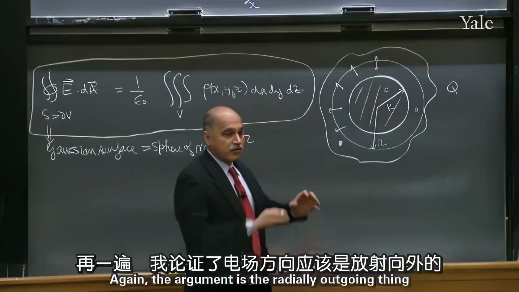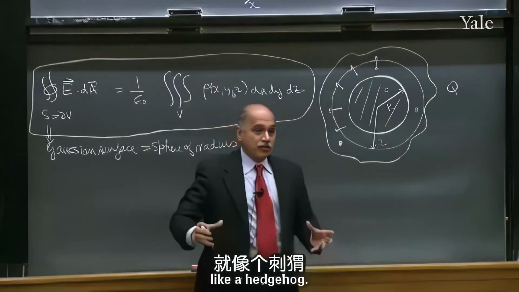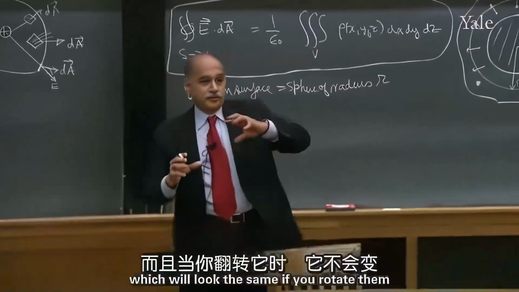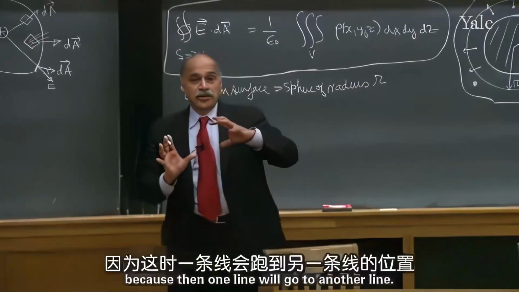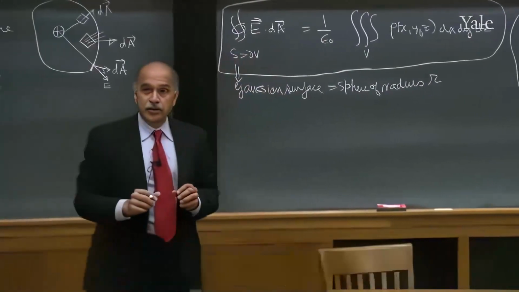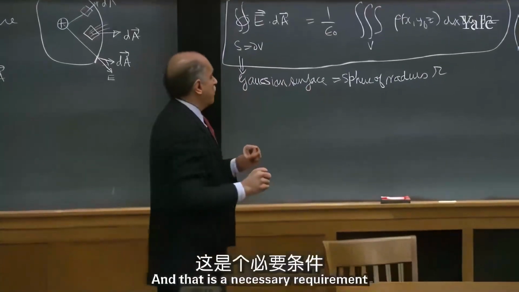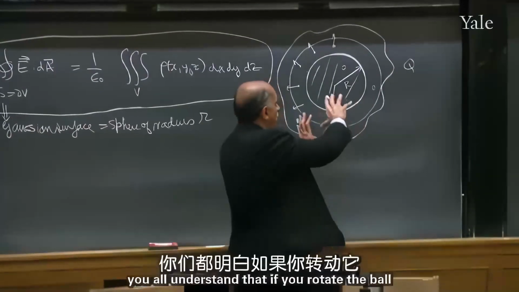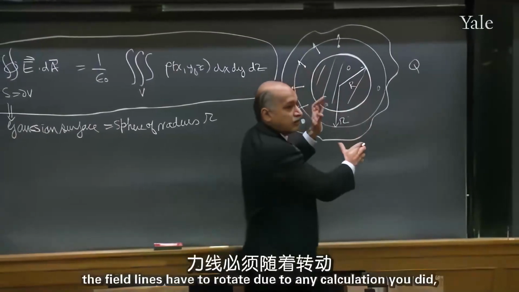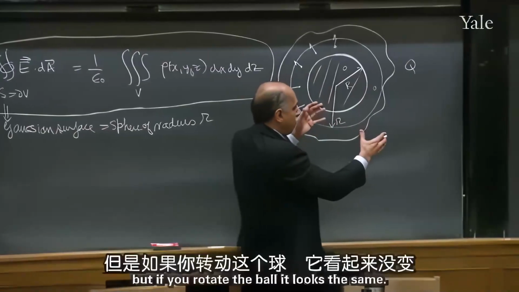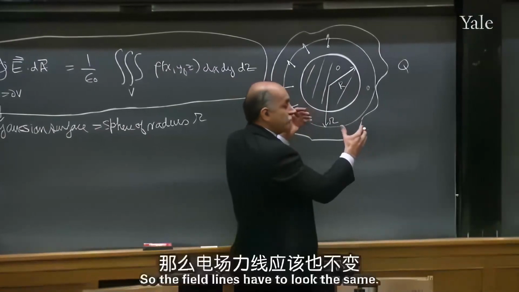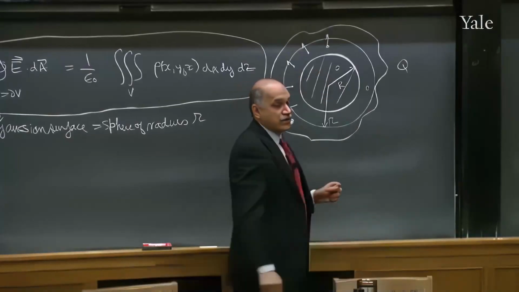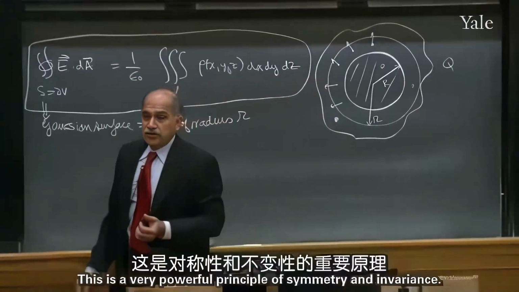Again, the argument is the radially outgoing thing, like a hedgehog. It's the only distribution of lines which will look the same if you rotate them. Because then one line will go into another line. The hedgehog will look exactly the same. And that is a necessary requirement, because if you took this ball of charge, you all understand that if you rotate the ball, the field lines have to rotate due to any calculation you did. But if you rotate the ball, it looks the same. So the field lines have to look the same. So the distribution you draw must be invariant under that rotation. This is a very powerful principle of symmetry and invariance.